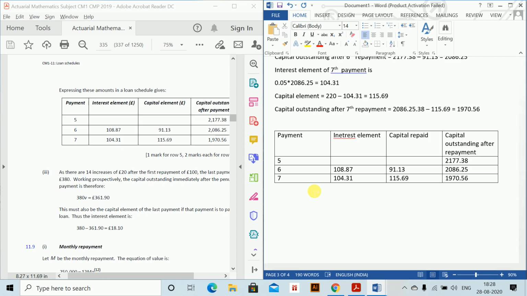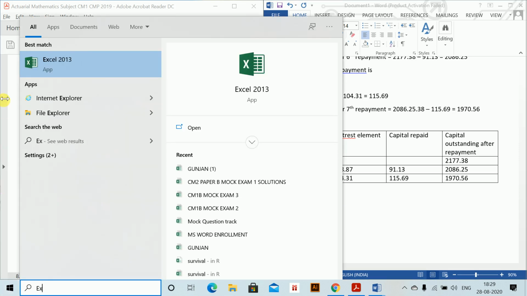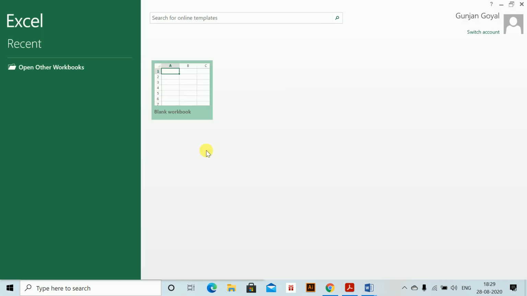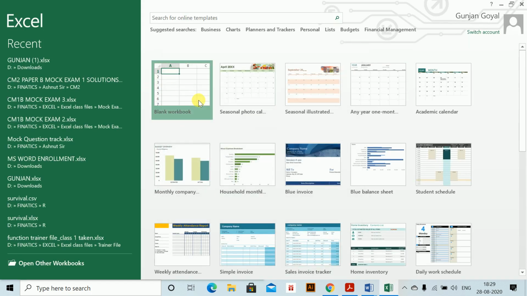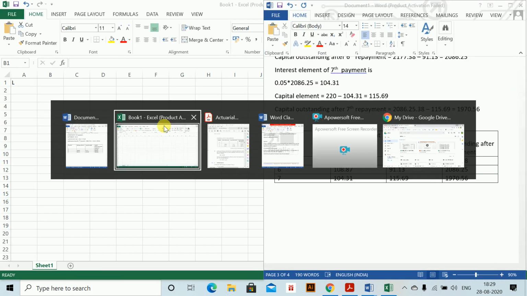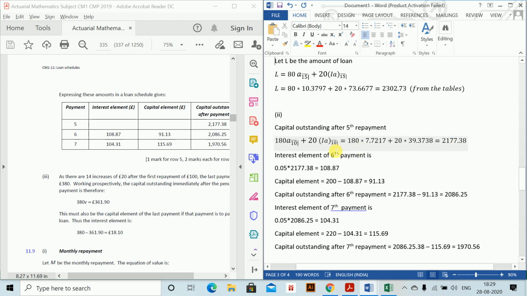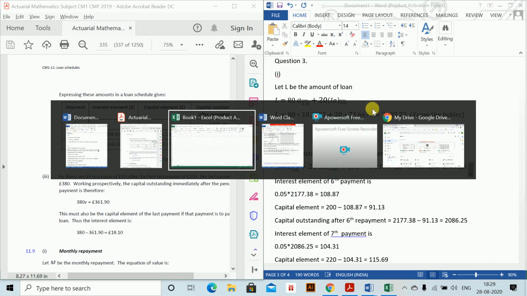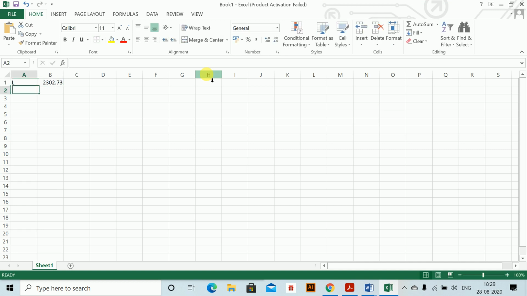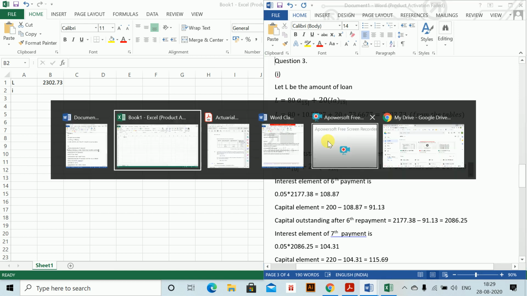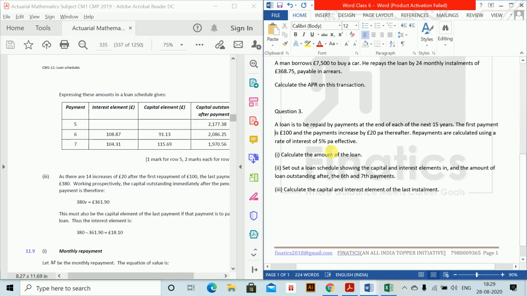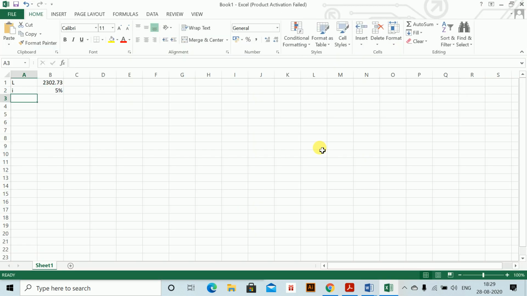There is one more way which I can show you all of how to construct your answers: go to Excel. Since we have been told we can use Excel to construct the answers, you write your loan amount. Loan amount was what? We had calculated 2302.73, so 2302.73 is our loan amount. i is given to us as 5%. N is 15 years. And X is 200 increasing.